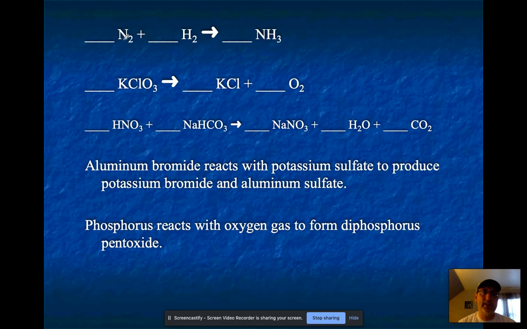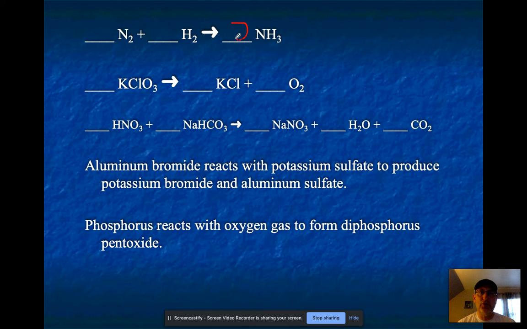This 2 represents that there's 2 N's. Now over here, there's 1 N. So as written, we're starting with 2 and ending with 1, and we can't do that. If you start with 2, you have to end with 2. Now, you can't change the formula. I couldn't write a subscript of 2 here. I can only use coefficients going in these blanks.